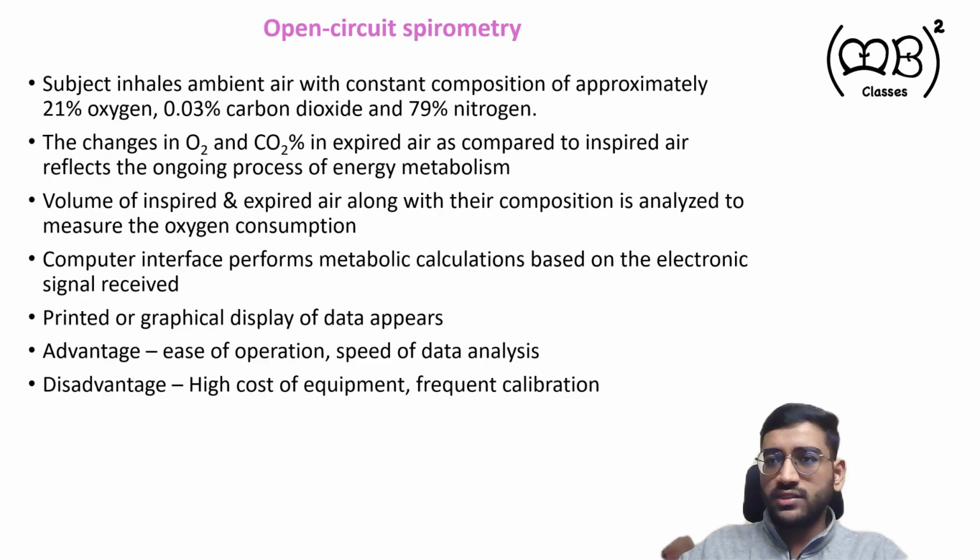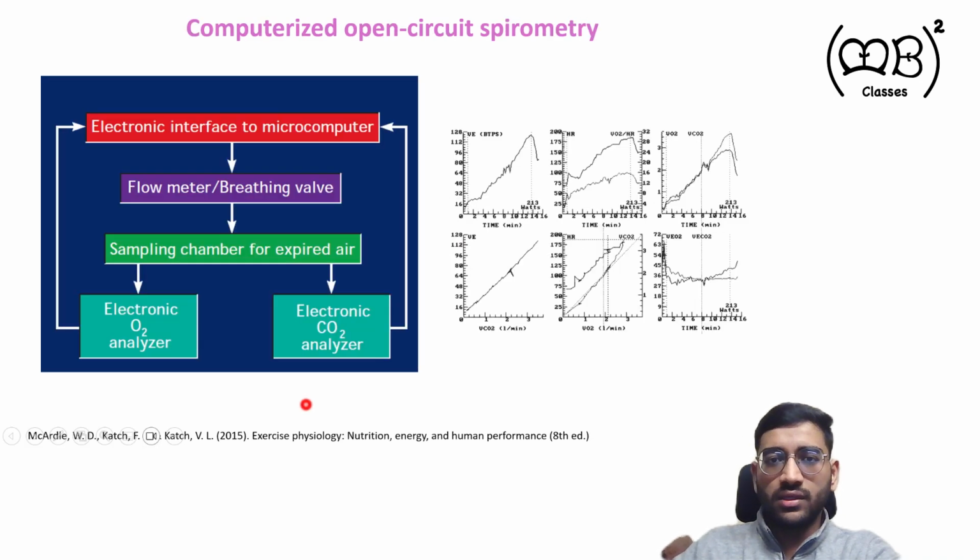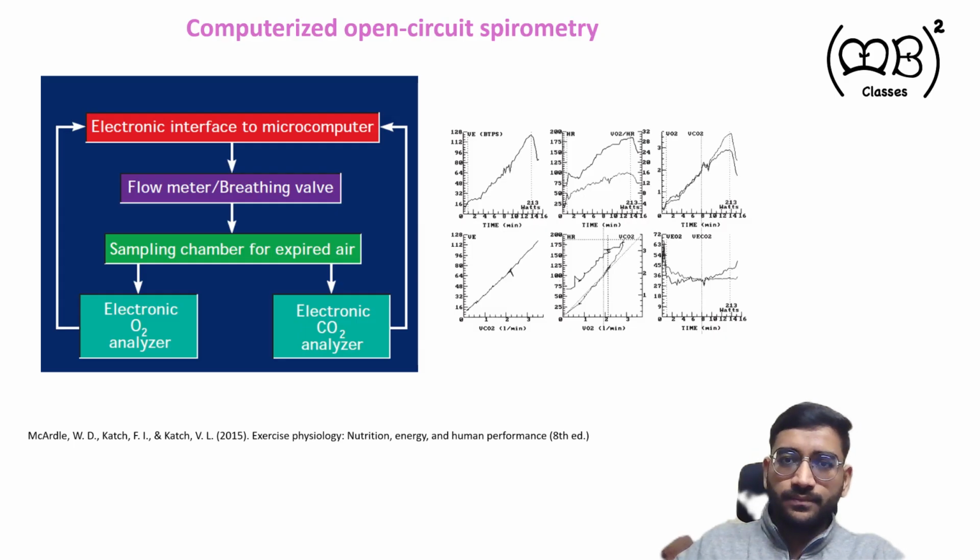So the advantage is everything is being done by the computer, so you don't need to do much. It's easy to do, and the speed of data analysis is very high because of the computer interface. The disadvantage is the high cost of this equipment and frequent calibration. So this is the computerized open circuit spirometry data, which is being displayed either on the screen or can be printed.